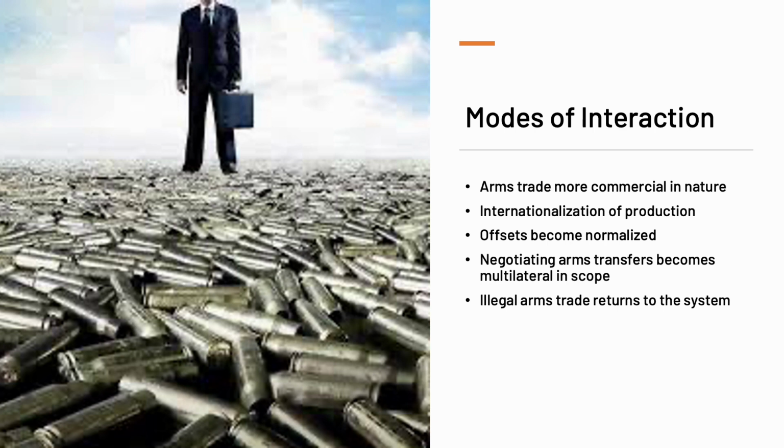And then the illegal arms trade returns to the system. Now, the illegal arms trade was always around. The reason why it really rose during this point in time was the fall of the Soviet Union. The amount of weaponry that was in surplus in various Eastern Bloc nations was enormous, and the majority of these nations needed cash. And they found cash in very interesting ways.